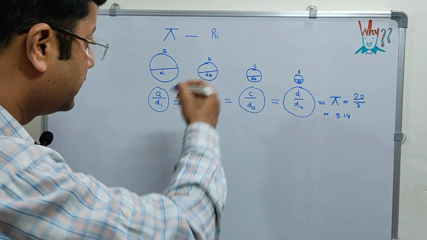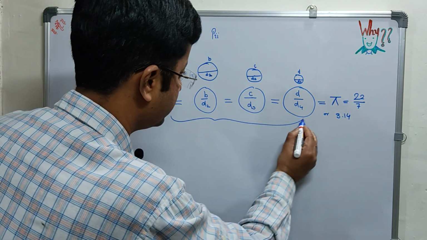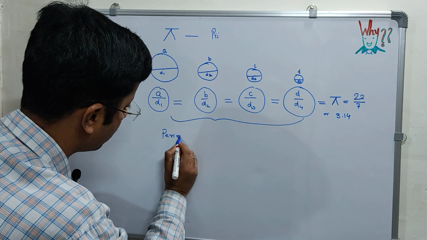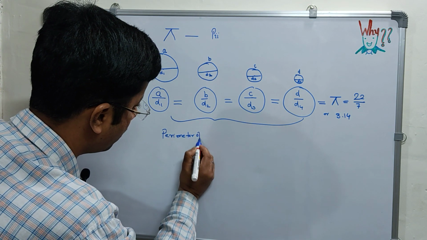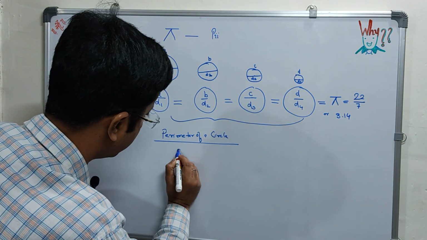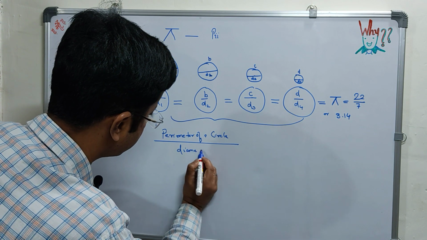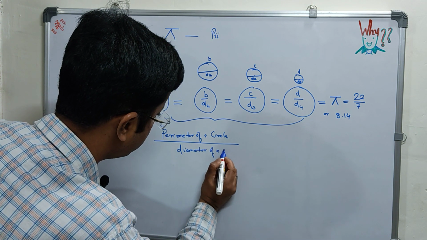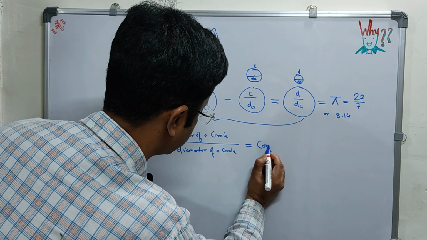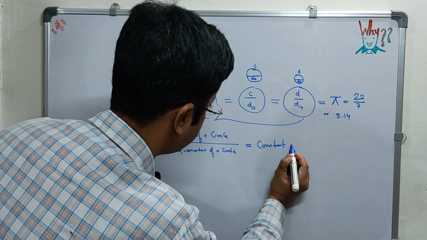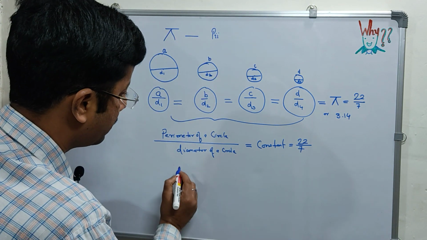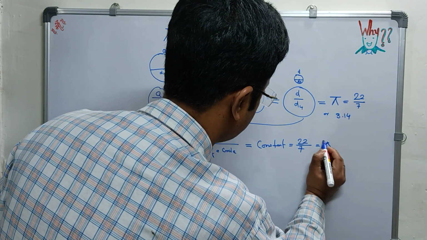Okay, so now in short, what we can write here. Now when we saw this fact, we can summarize all: perimeter of a circle divided by diameter of a circle equals a constant, and that constant value is 22 upon 7, or equals pi.